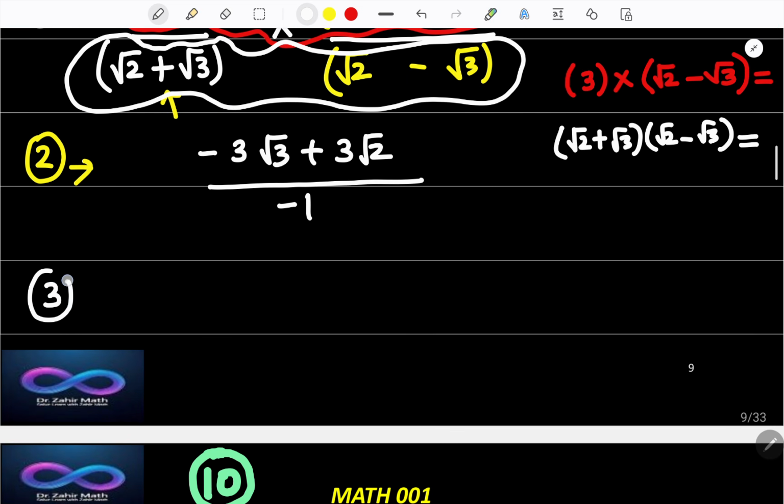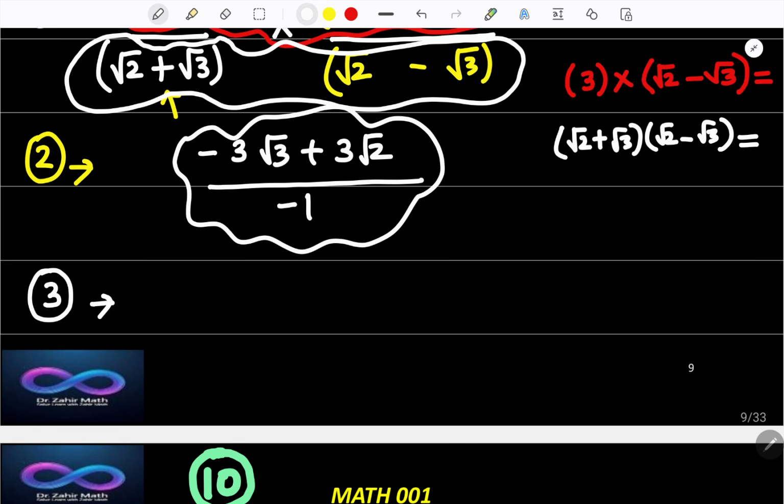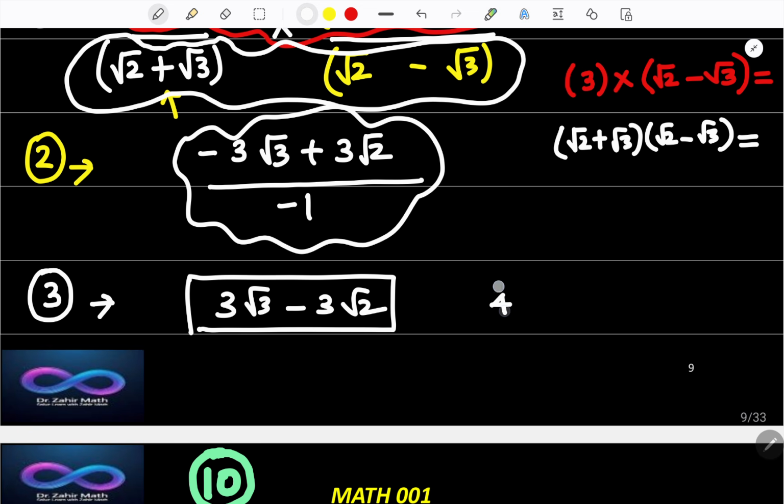Now step number 3, okay. Step number 3, you are going to put all these things in the calculator together. So you will get what? 3 root 3 minus 3 root 2 you will get in the calculator. And step number 4, you can check your answer in the calculator.